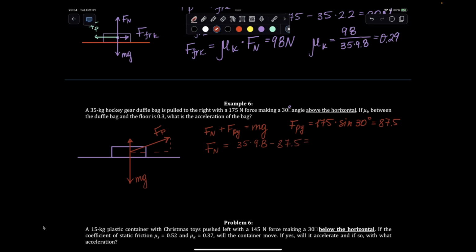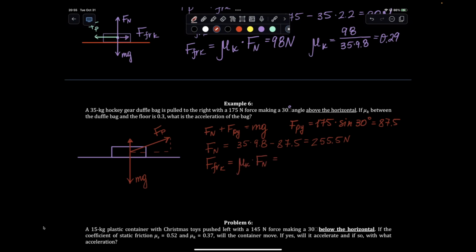35 times 9.8 minus 87.5 gets me 255.5 newtons. Then force of friction, it's going to be kinetic, obviously, because it's being dragged, and it's dragged with acceleration. We're looking for acceleration. It's going to be mu k times normal force.